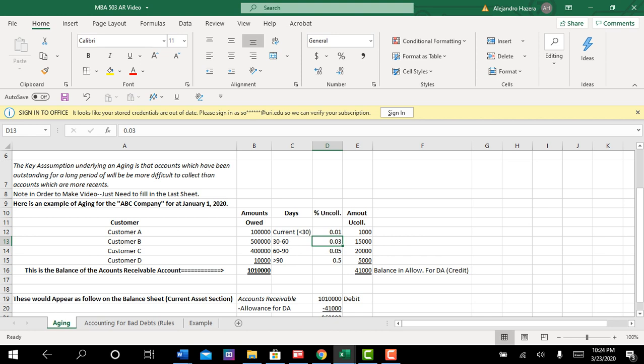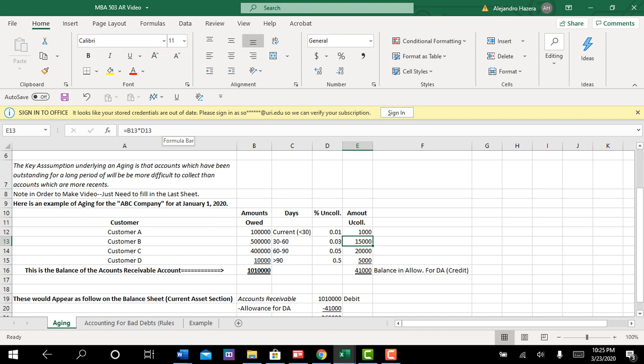So maybe this company knows customer B or something like that. But anyway, if you look at the total amount uncollectible, we assume it turns out, looking at the formula here, customer B owes $500,000. The estimated percentage of uncollectible based on experience, maybe with customer B or similar customers, is 3%. So we're assuming that of the $500,000, 15,000 will not be collected. Okay, and the same logic holds true for customers C and D.